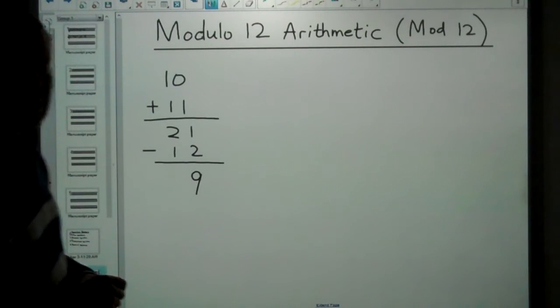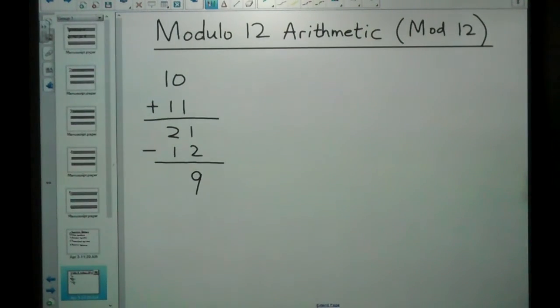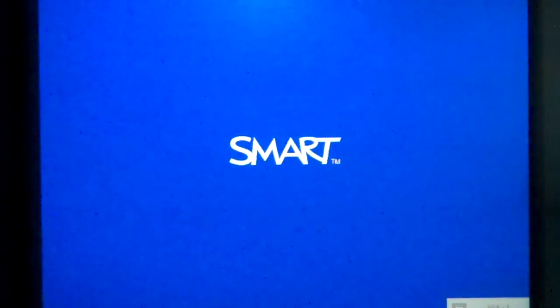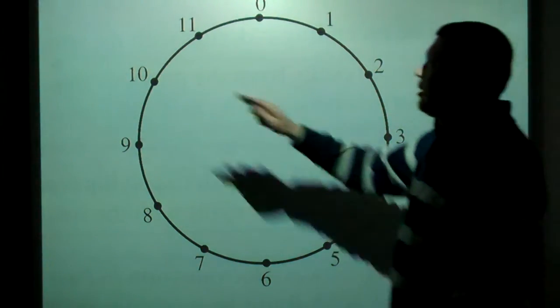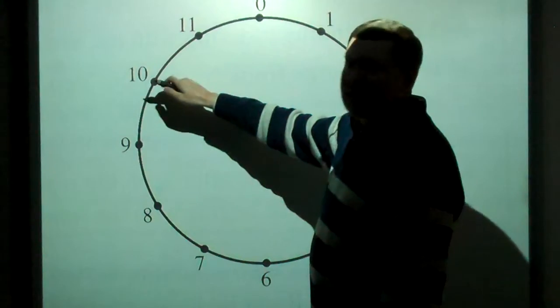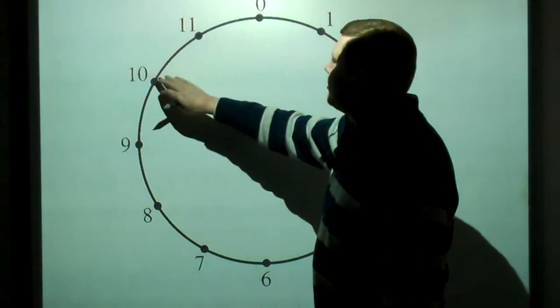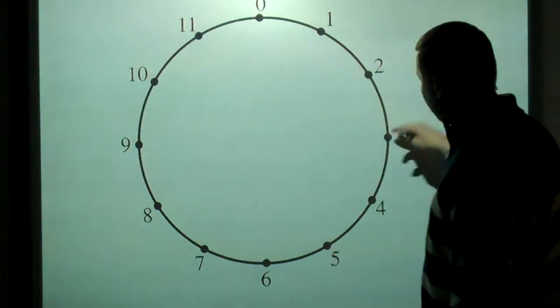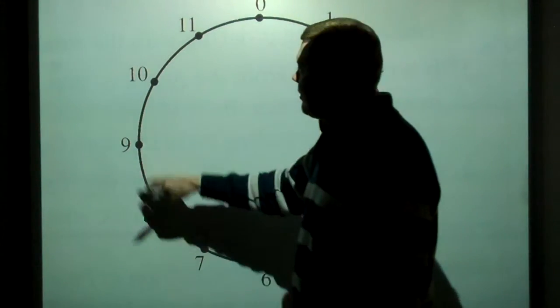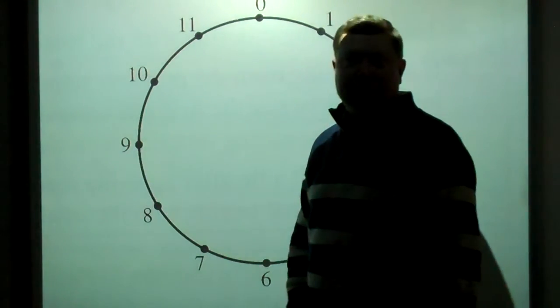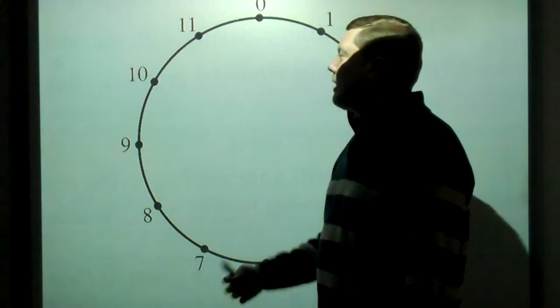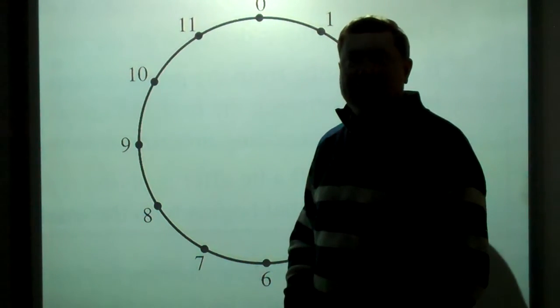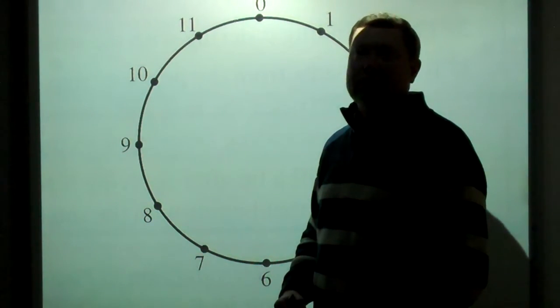Now, let me go back to the diagram. Okay, so we're starting here at 10 and we're adding 11. So let's go clockwise around the circle. 1, 2, 3, 4, 5, 6, 7, 8, 9, 10, 11. We end up at pitch class 9. That's a little bit about how to add pitch class integers in a mod 12 system.